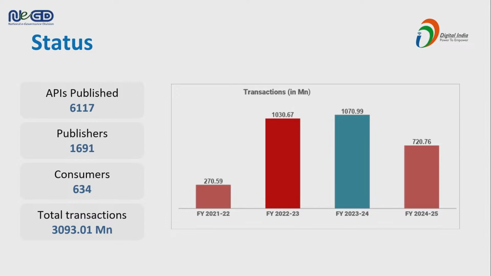So these APIs are being accessed from the platform, and the private players are making good use of these APIs. As on date, we have witnessed around 3,093 million transactions on this platform, and this is since the launch of the project in the year 2020. On average, we witness around 8 crore transactions or 80 million transactions every month.